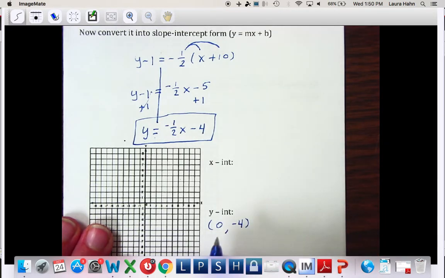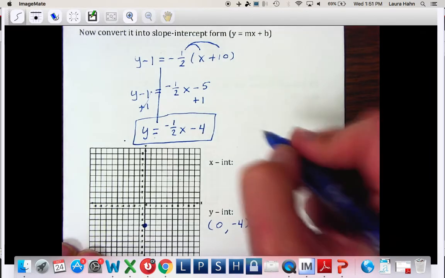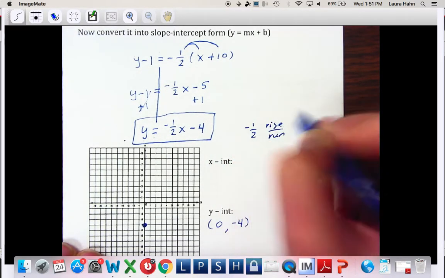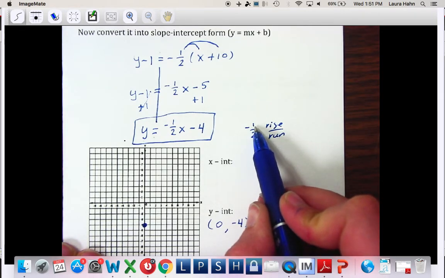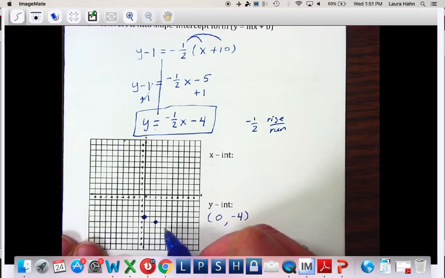when x is 0. So I'm going to start by graphing my y-intercept. So on the y-axis, I'm going to go down 4 and put a dot. Slope tells us how to move, so my slope is a negative 1/2. Because it's a negative, I know I need to go down 1, right 2. So down 1, right 2. And I'm going to keep doing that. Down 1, right 2.